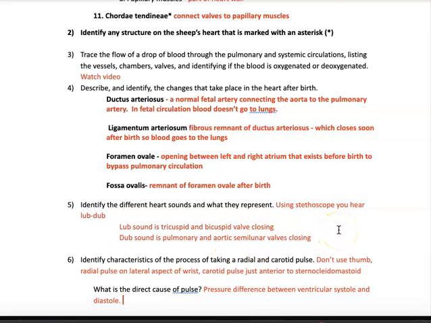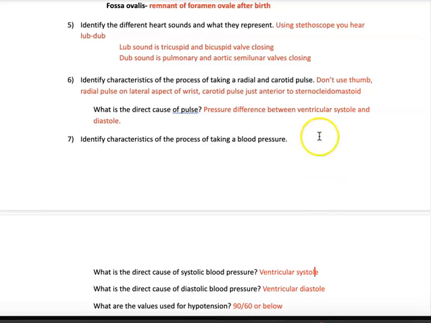All right, when you take a pulse, and we will do that, just some basic rules here: don't use your thumb. For the radial pulse, the radial artery, the radius bone is on the lateral side of the wrist. The carotid pulse is just anterior to the sternocleidomastoid muscle in your neck. When you are feeling a pulse, you are feeling the pressure difference between ventricular systole, when the ventricles are contracting, and ventricular diastole, between contracting and relaxing.